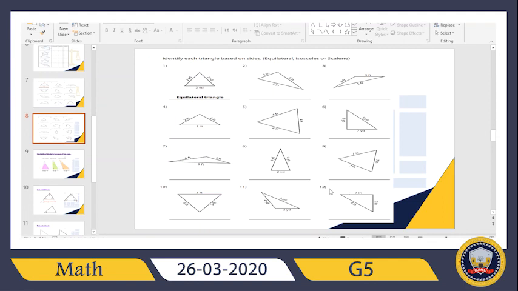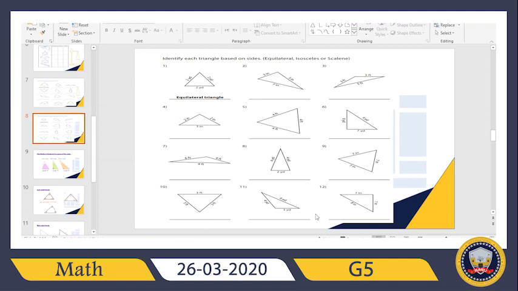Excellent. The last one, the first side equals 7 inches, second side equals 7 inches as well, and the third side equals 8 inches. So I have two equal sides, and the third is different. So this triangle is an isosceles triangle. It's an isosceles triangle, right? Excellent.